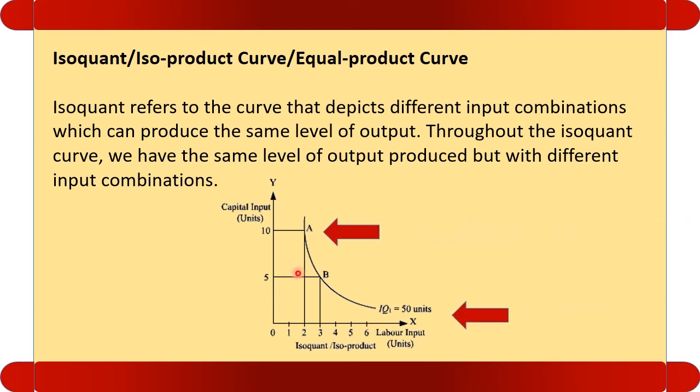Try to see at point A, 10 units of capital and 2 units of labor are needed to get 50 units of output. At point B, to get 50 units of output, 5 units of labor and 3 units of capital are needed. Otherwise, the output level will be disturbed.